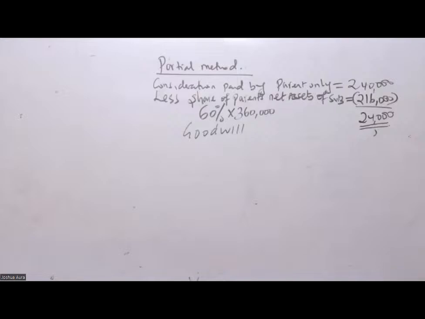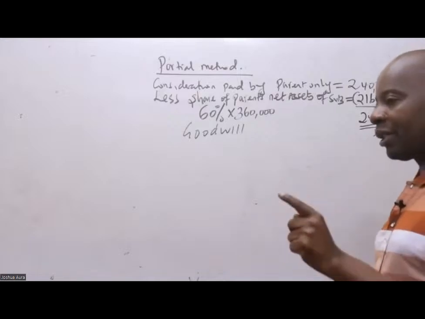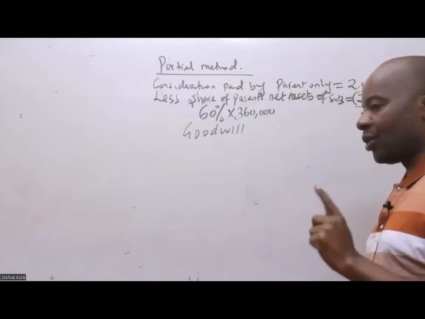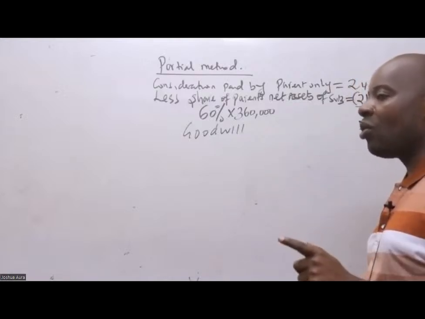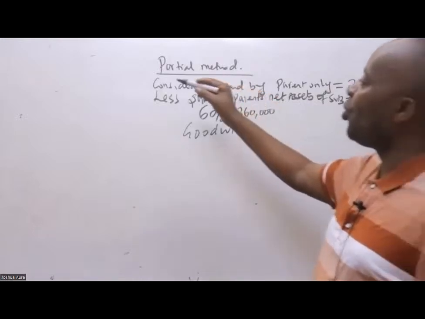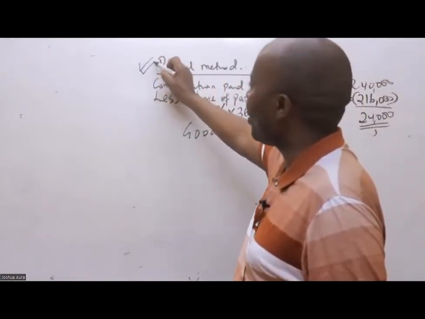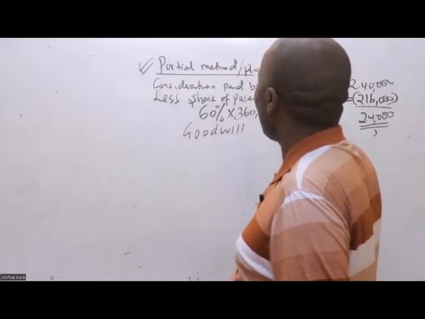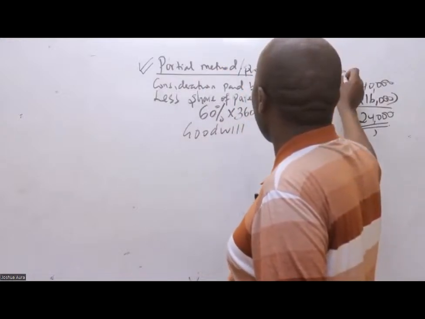Now, please listen. When it's the partial method, we are only considering one consideration, the consideration that was paid by who? By the parent only. But I've also seen some students who do this question this way. Partial method, also known as proportionate method, which is the same.